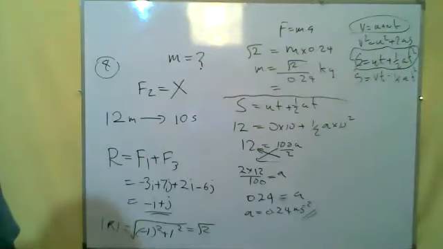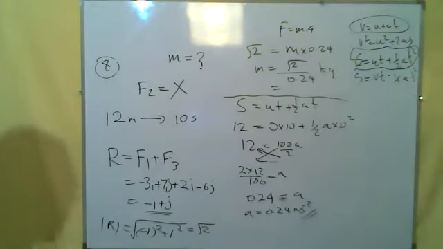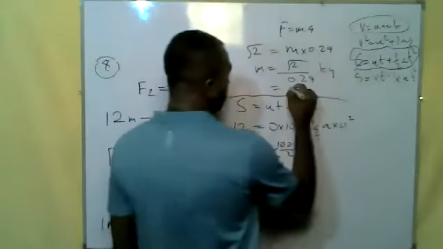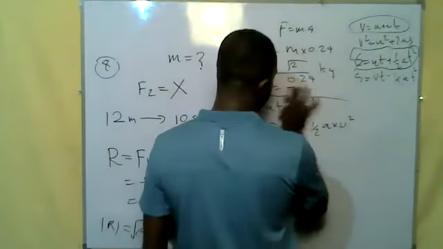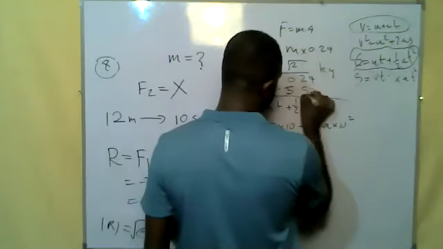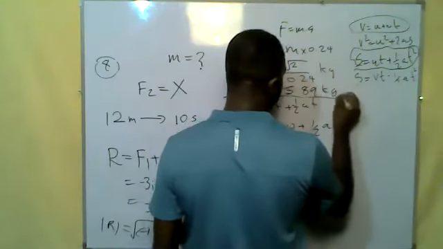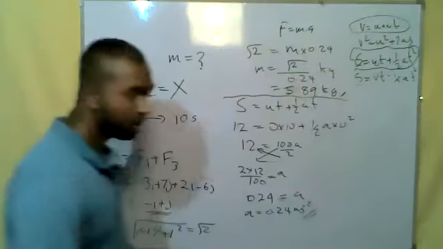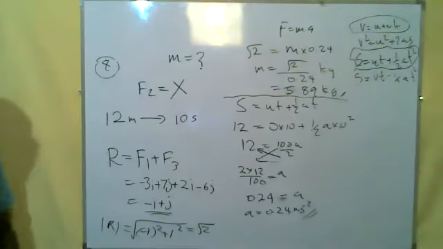The mass is... Mass, how much did you get? 5.98. Yes, very good. Your answers are correct. Okay. 5.89. 5.89 kilograms. Okay.